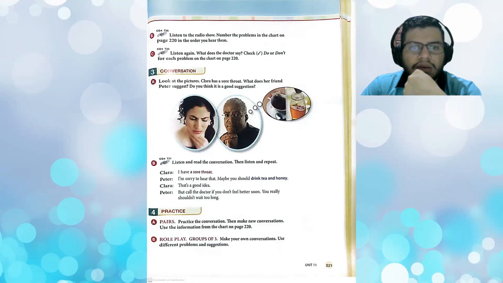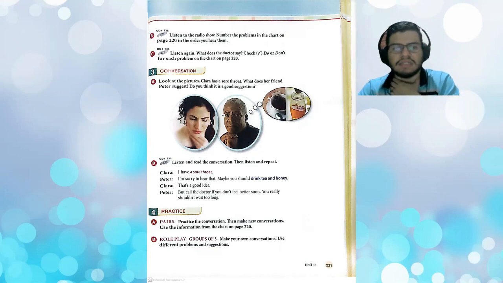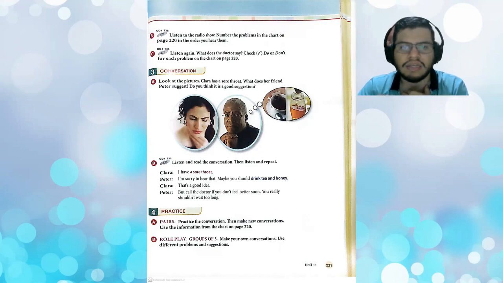Conversation. Look at the pictures. Clara has a sore throat. What does her friend Peter suggest? Do you think it is a good suggestion?